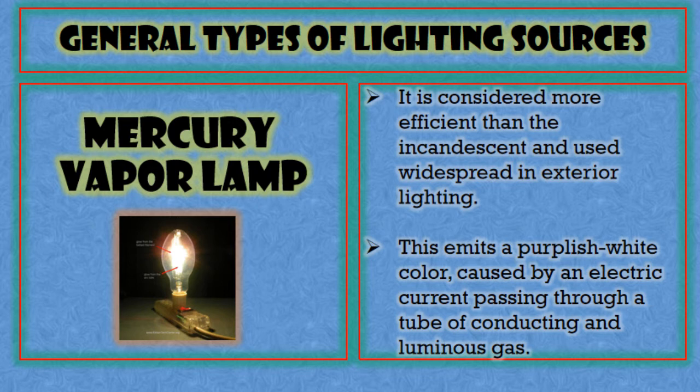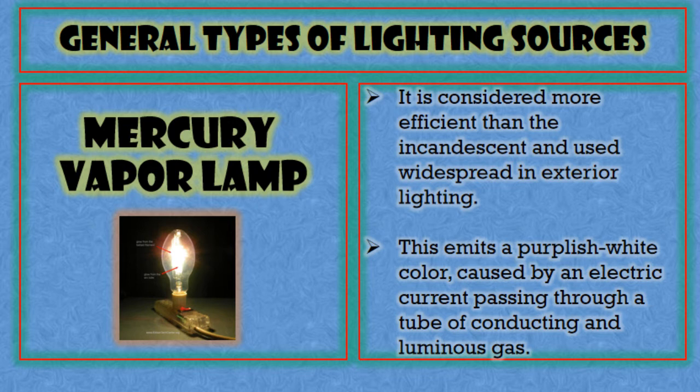Aside from that, this emits a purplish white color rendition, as you can see in the picture na pinoproject natin. Purplish white color po. Doon sa incandescent lamp, yellowish color po yung illumination of light na meron siya. Okay, and then yan po yung pagkakaiba ng mercury vapor doon sa incandescent lamp na meron tayo.